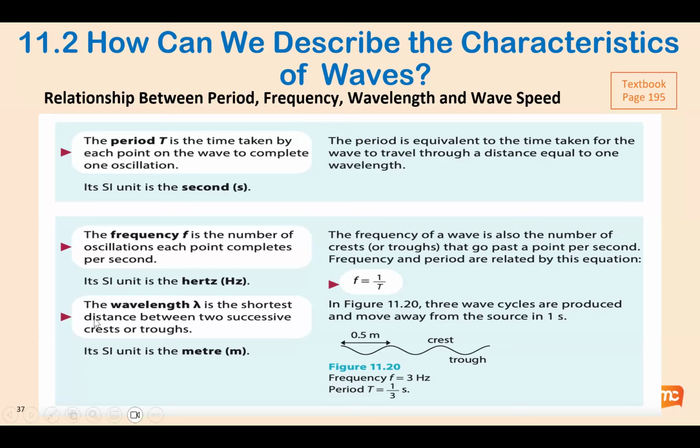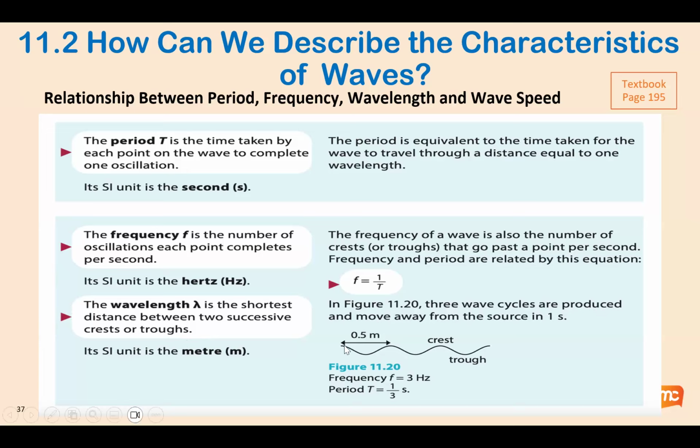Then wavelength, I can get it from a displacement distance graph when the x-axis is the distance. It's the shortest distance between two successive crests or troughs. Or in layman terms, it simply means the distance of one wave. Again, the SI unit is meters, but sometimes it depends on the axis. It can be in cm, it can be in kilometers, etc.